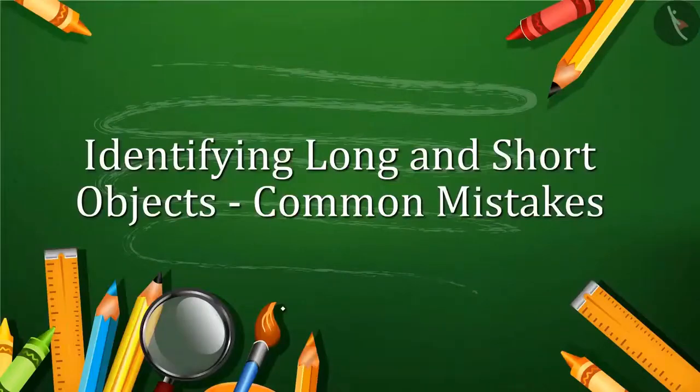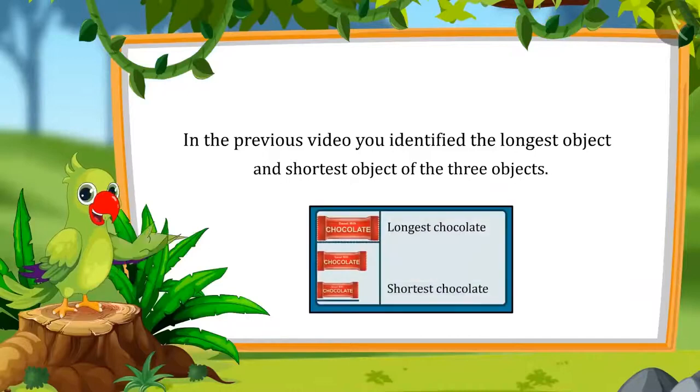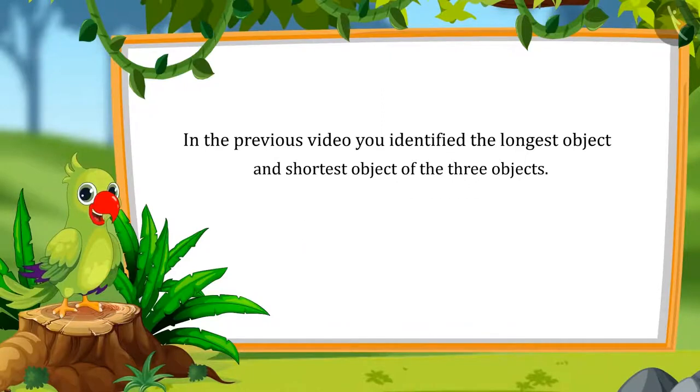Common mistakes in identification of long and short objects. So kids, in the previous video you identified the longest object and the shortest object out of three objects. So friends, in this video we will learn about some common mistakes in identifying long and short objects.